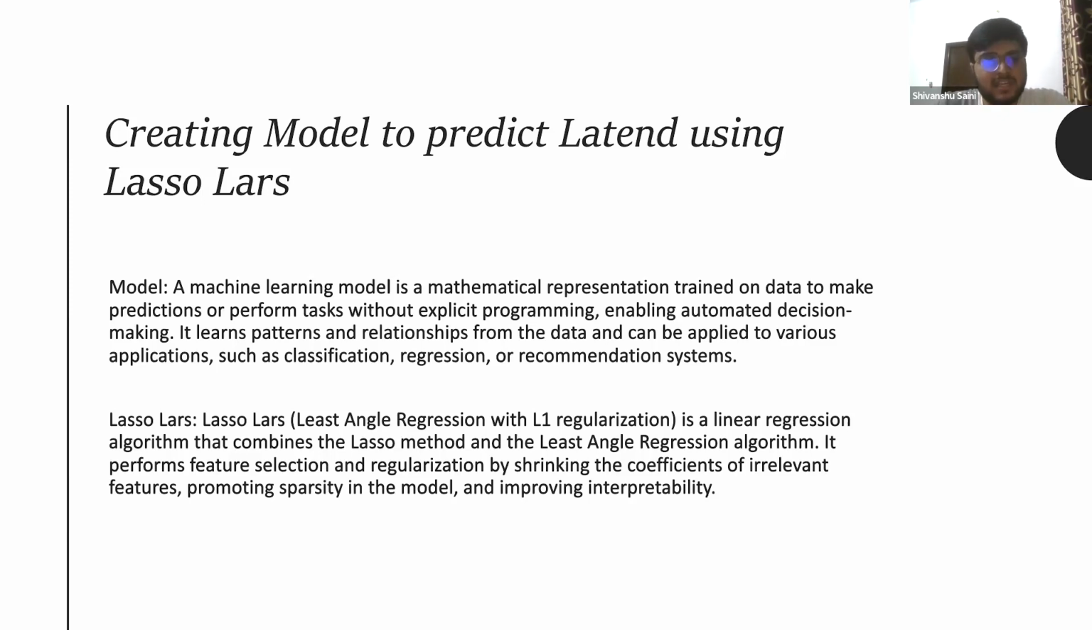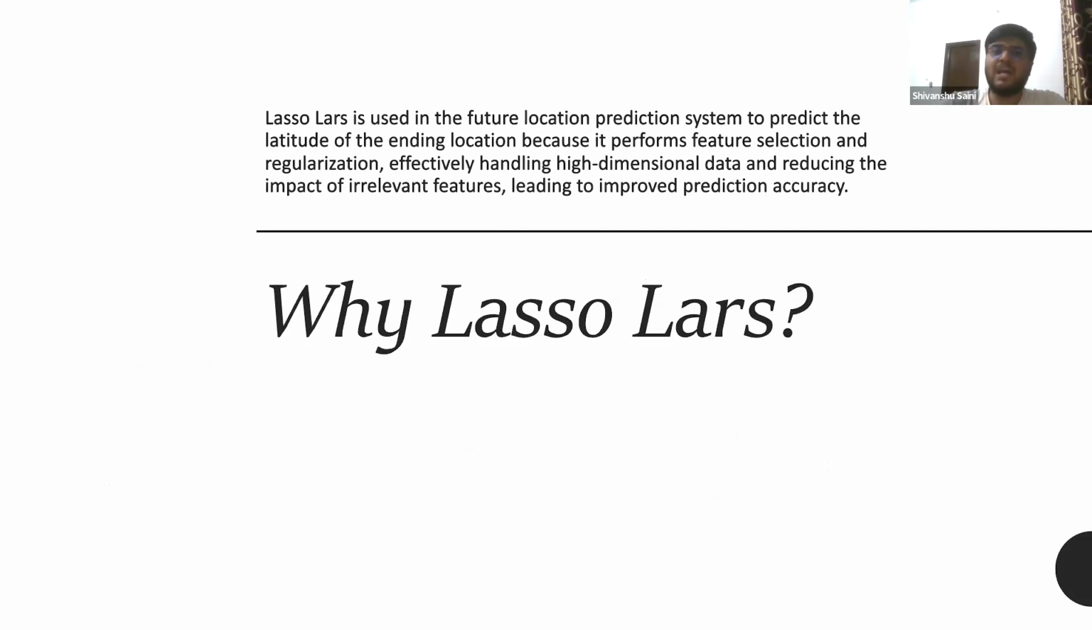So what is Lasso LARS? Lasso LARS, least angle regression with L1 regularization, is a linear regression algorithm that combines the lasso method and the least angle regression algorithm. It performs feature selection and regularization by shrinking the coefficients of irrelevant features, promoting sparsity in the model, and improving interpretability. So why have I used Lasso LARS?